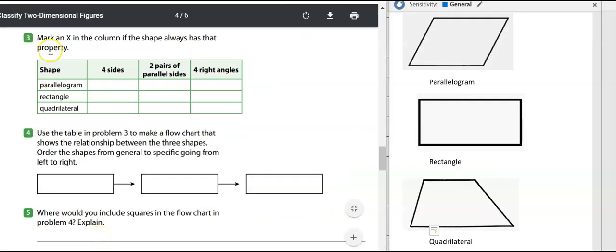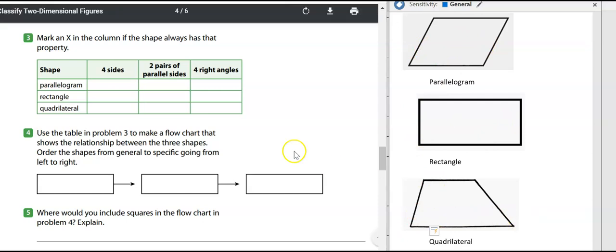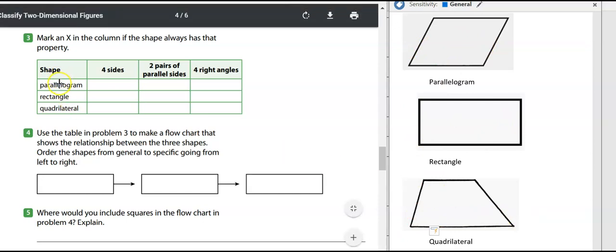So number 3 tells us to mark an X in the column if the shape always has that property. So we have our 3 shapes: parallelogram, rectangle, and quadrilateral. And if you look to the right of our screen, I have an example of what these shapes look like. So we have a parallelogram right here, a rectangle right here, and a quadrilateral at the bottom. We're going to see if our parallelogram and our rectangle and quadrilateral all have 4 sides.